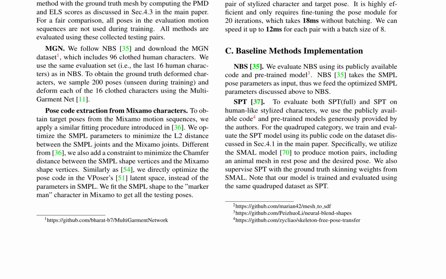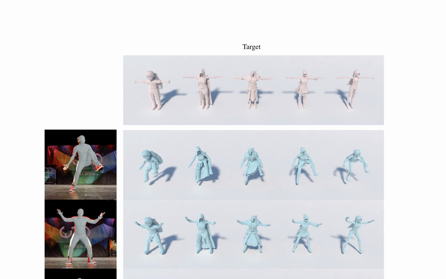The baseline methods, NBS [35] and SPT [37], are evaluated using their publicly available code and pre-trained models. For SPT, the authors train and evaluate the model on the dataset discussed in Sec. 4.1 in the main paper, utilizing the SMPL model [70] to produce motion pairs and supervise SPT with ground truth skinning weights from SMPL.